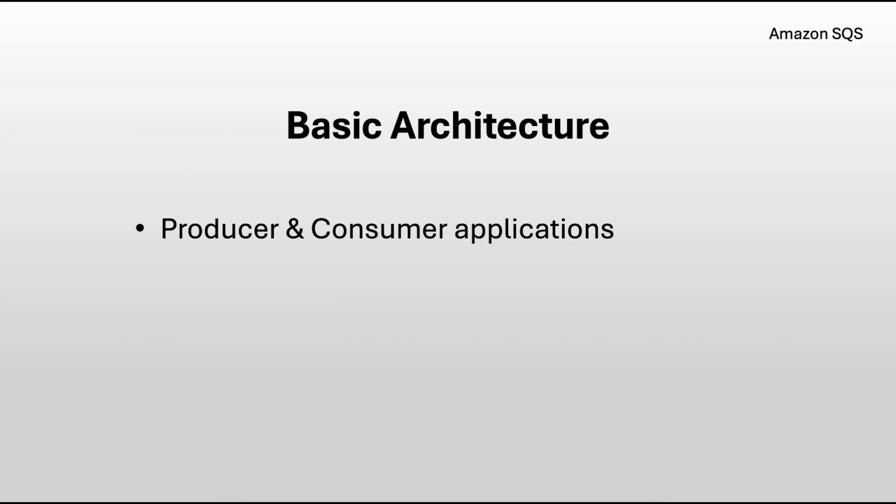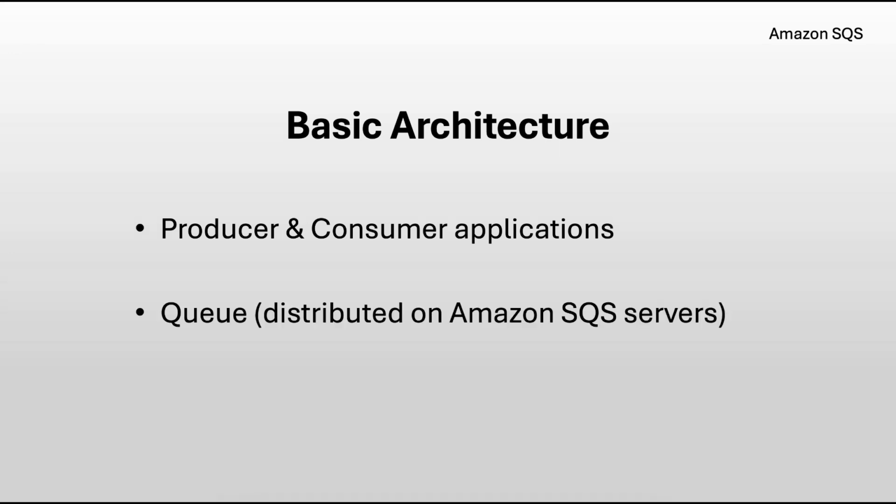First one is producer and consumer applications. A producer or a consumer application is an application, an API or a microservice that is developed in one of the languages supported by the AWS SDK, for example Java, Python, .NET, etc. Queue is the second component of this basic architecture. A queue is distributed on Amazon SQS servers. A single queue can be distributed on multiple Amazon SQS servers to provide high availability and resilience.